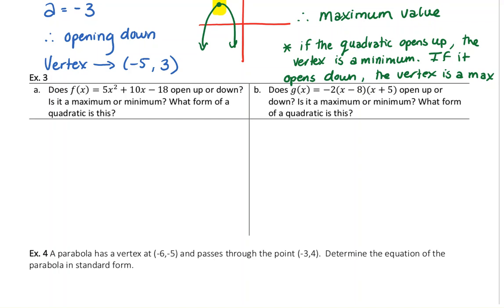Example 3. Does this equation open up or down? Is it a maximum or minimum? And what form of the quadratic is it? So I'm going to actually end on the tail part of this question, which asks us, what form is the quadratic? And we should know that a form like this would be what we call standard form.